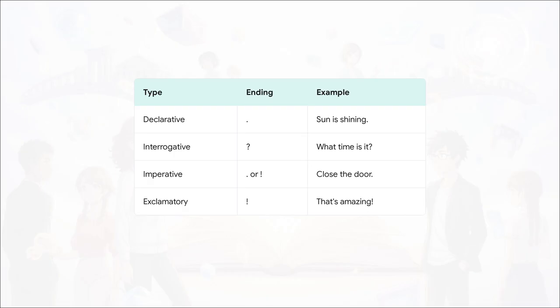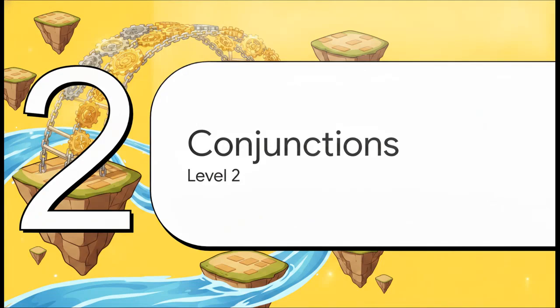Third, we've got imperative sentences. These are your commands or requests, like close the door, which can end in a period or an exclamation point. And finally, exclamatory sentences. These show strong emotion, like what a beautiful sunset, and those firmly end with an exclamation point. Moving right along to level 2, bridging ideas with conjunctions.